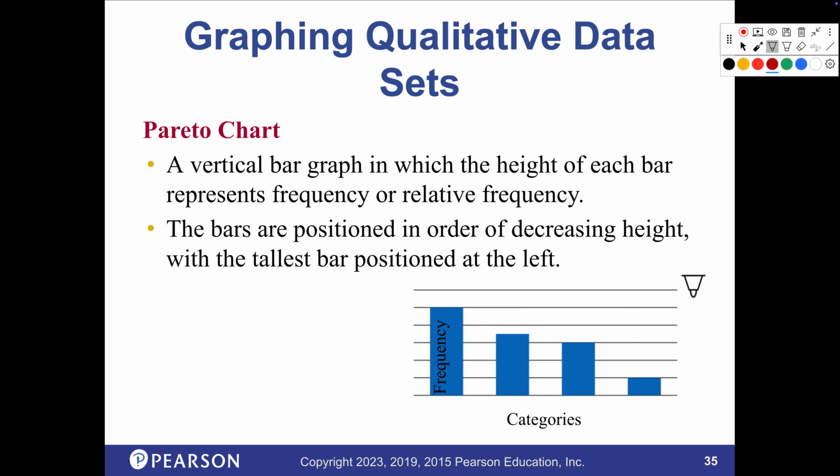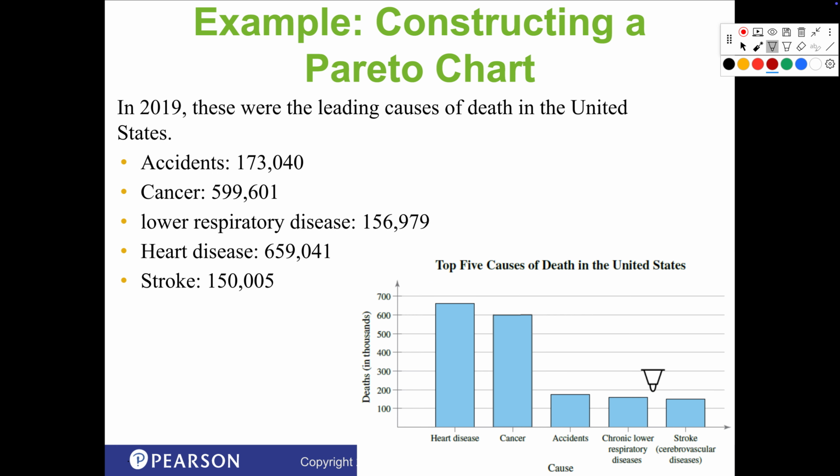But the other thing we do with these charts is we put the bars in order from tallest, the most, to the least. So notice the tallest bar is positioned at the left. They'll always go kind of downhill on you. So for that, here's some other data we had.